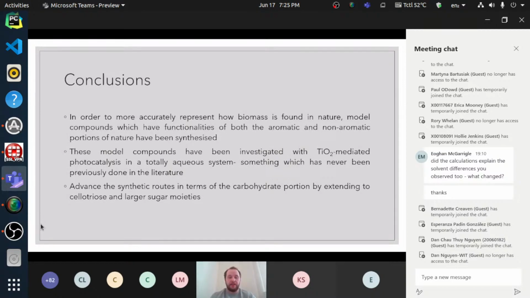Future work is to extend the carbohydrate chains, such as cellotriose, cellotetraose, and build more lignin model complexity to build more advanced structures like that.